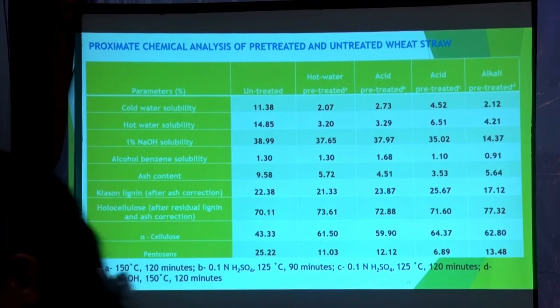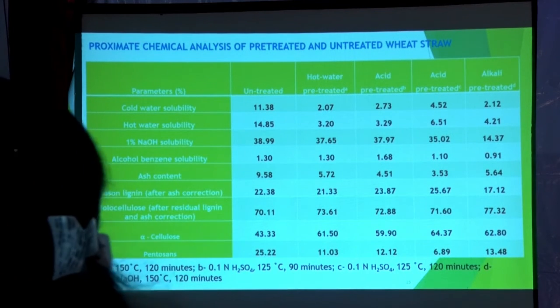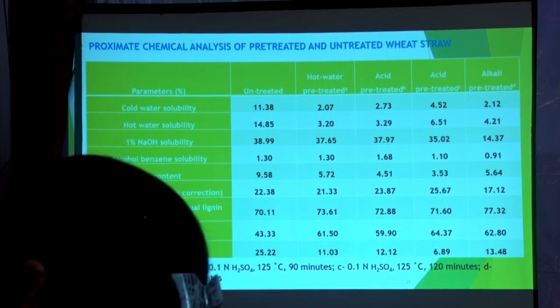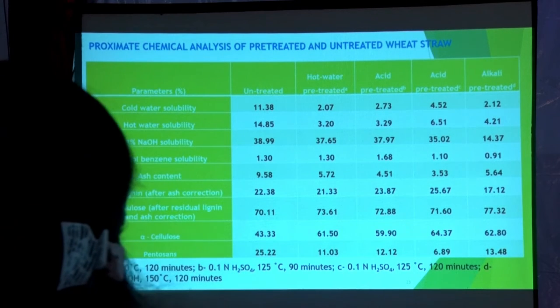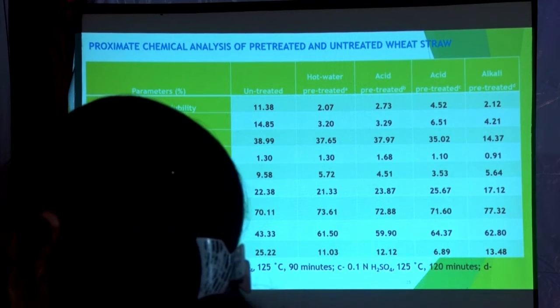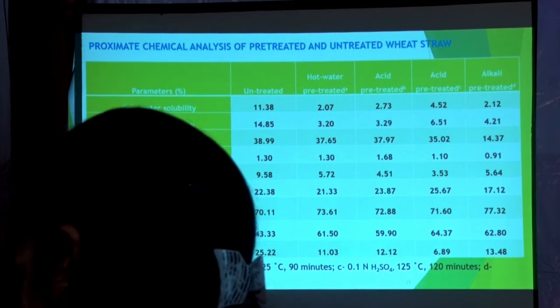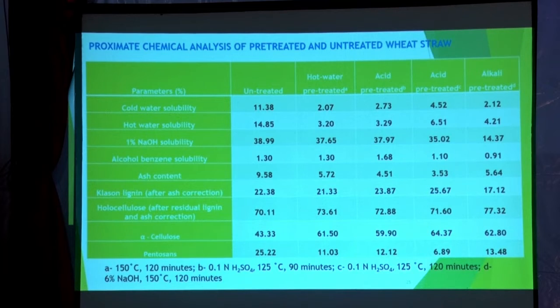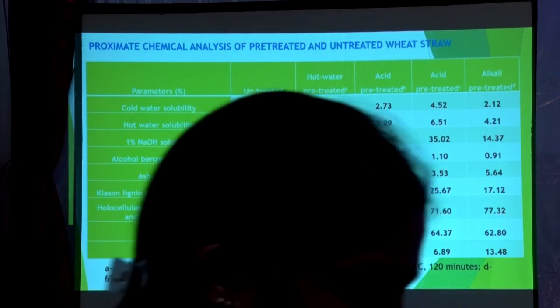If we talk about the holocellulose content, it was more or less similar to the untreated wheat straw. The alpha cellulose content was somewhat increased as compared to the untreated one, and the pentosan content was decreased drastically in case of acid pretreatment, about which I will be talking in the next slides.